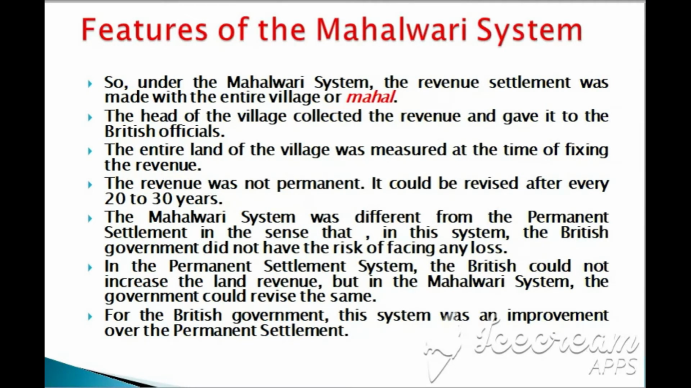The Mahalwari system was different from the permanent settlement in the sense that in this system, the British government did not have the risk of facing any loss. In the permanent settlement system, the British could not increase the land revenue, but in the Mahalwari system, the government could revise the same. For the British government, this system was an improvement over the permanent settlement.